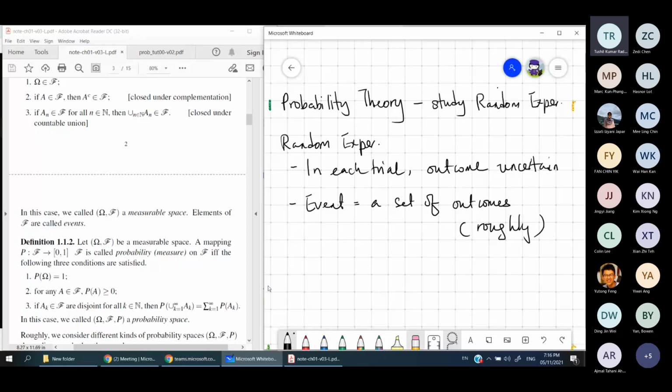Because of these properties, the outcome is uncertain. We don't know which outcome will happen in each trial. We only know all the possible outcomes here. So that's why this is something that we want to know. We are interested in the chances of an event, let's say E, to happen.